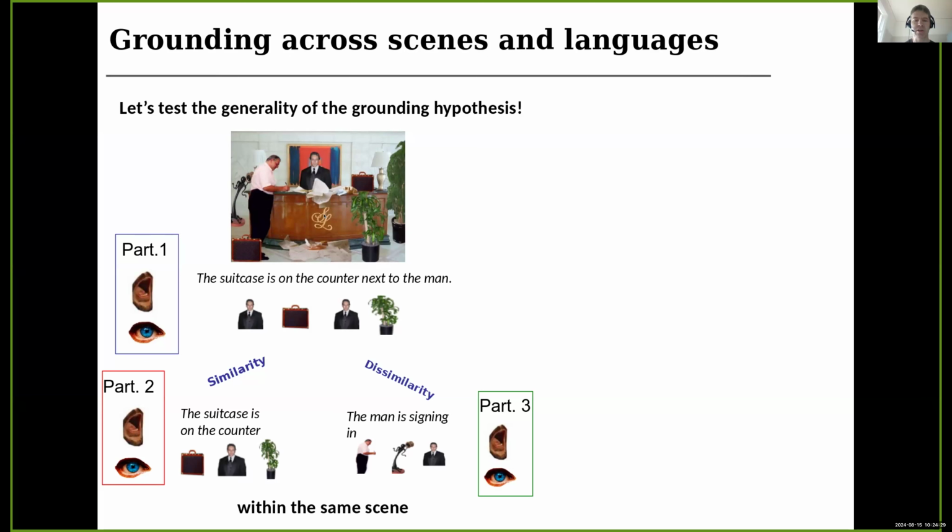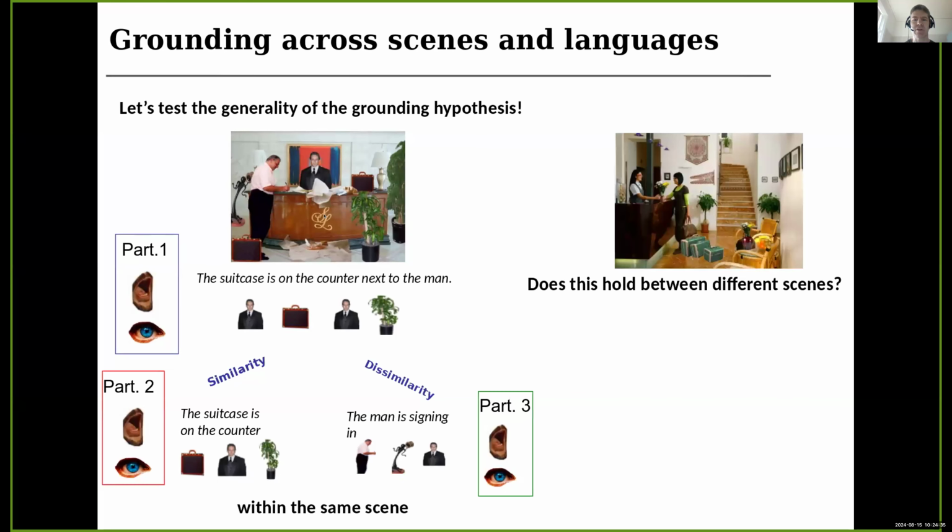Does it actually hold if the scene is different? Oh, something happened to the animation here. Okay, if the scene is different. So for example, here, this is another scene, which you could describe in a similar way, because there's also people, there's a counter, there's suitcases and so on. It's a hotel setting, so it's not completely different, but it's of course visually clearly distinct. So do we get similar scan patterns? Do people use similar sentences if they employ similar scan patterns, even though the scene is different? That is our first question.